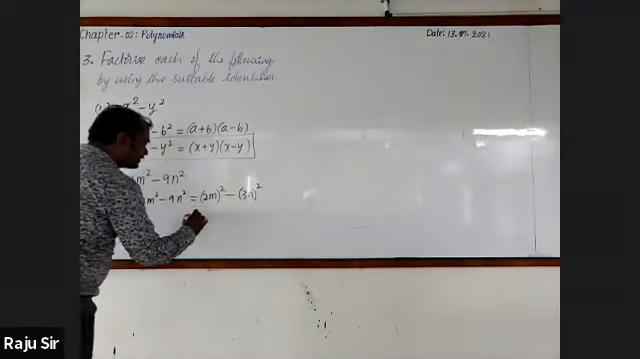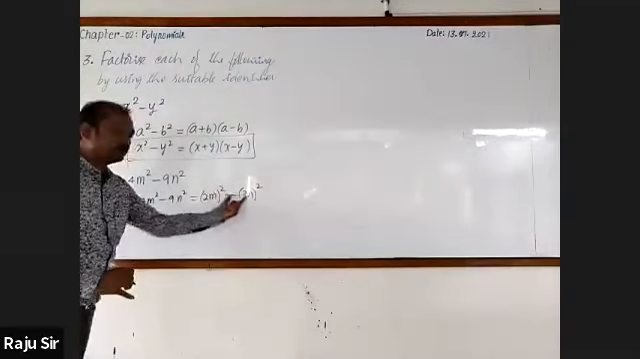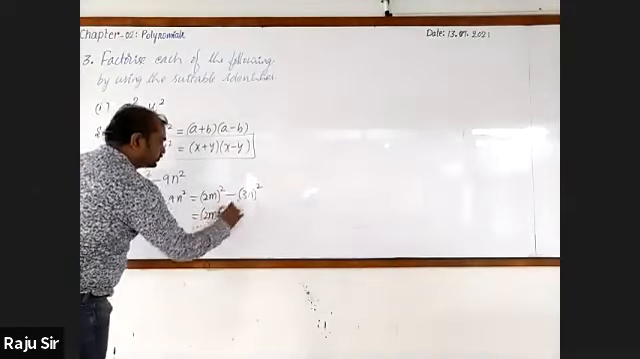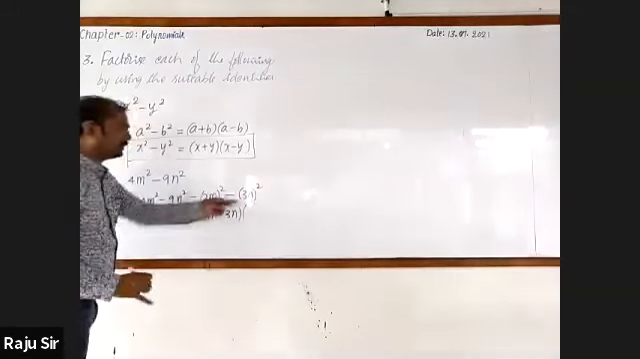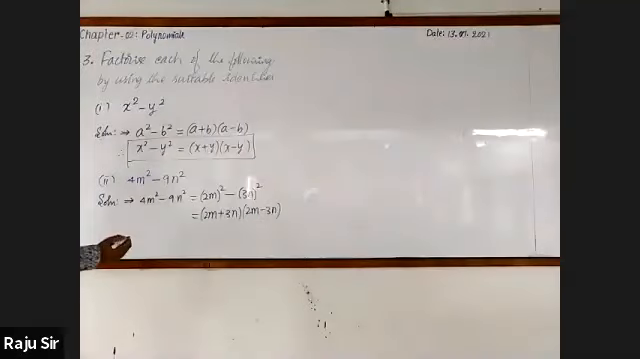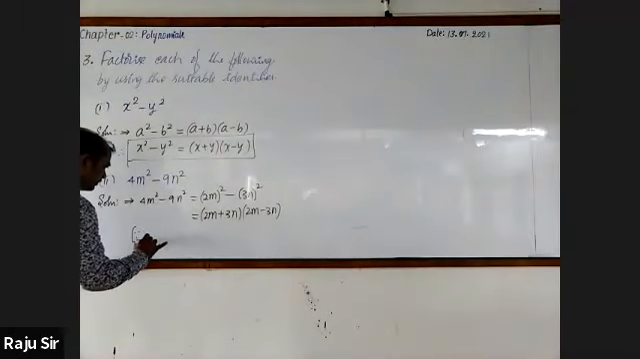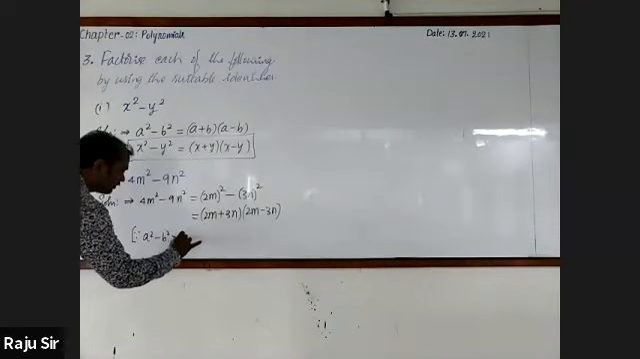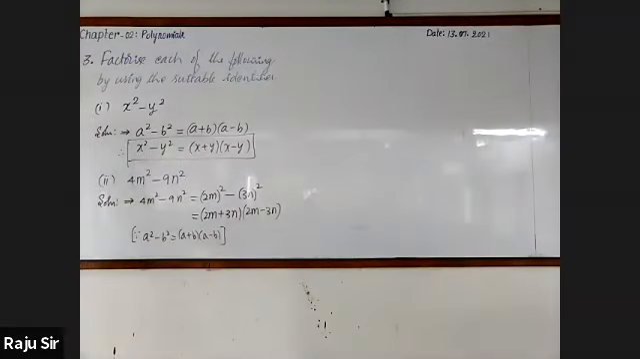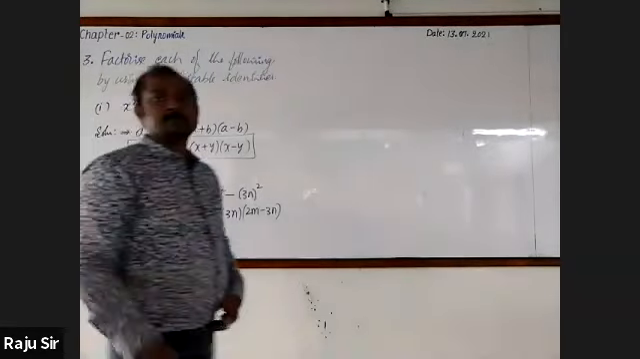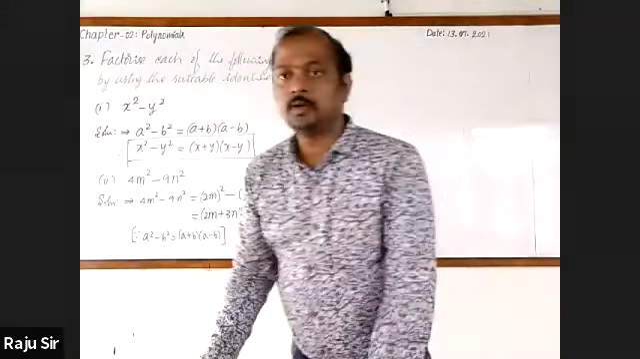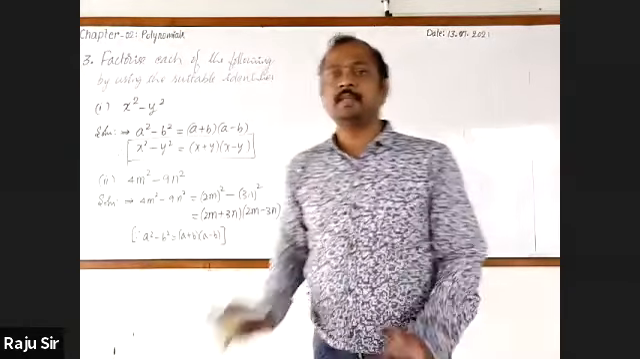And this is of the form a square minus b square, which can be written as (a plus b) into (a minus b), that is (2m plus 3n) into (2m minus 3n). Using the identity, in brackets you may give the reason: because a square minus b square is equal to (a plus b) into (a minus b). Is it clear? Yes, sir. First, we are coming from very simple examples.